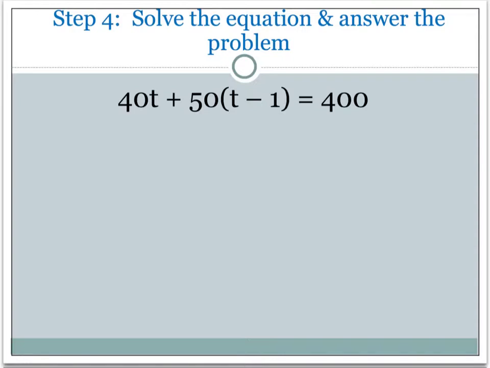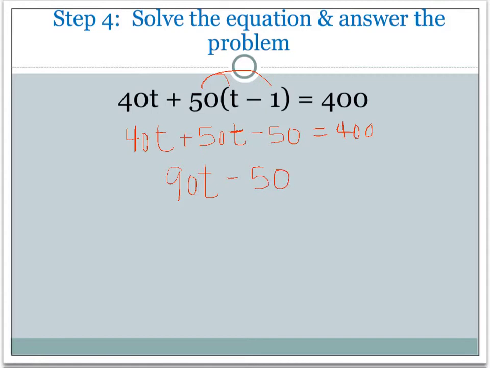We see parentheses. That tells us that we need to use the distributive property. Once we use the distributive property, we end up with 40t, nothing's happened there, plus we distribute the 50 and we get 50t minus 50 is equal to 400. Notice that 50 went through the parentheses. Now we see that we have like terms. We need to combine our 40t and our 50t. That gives us 90t minus 50 is equal to 400.